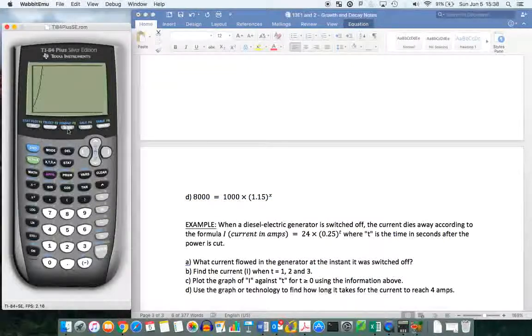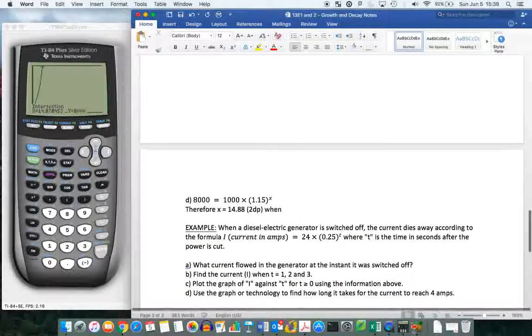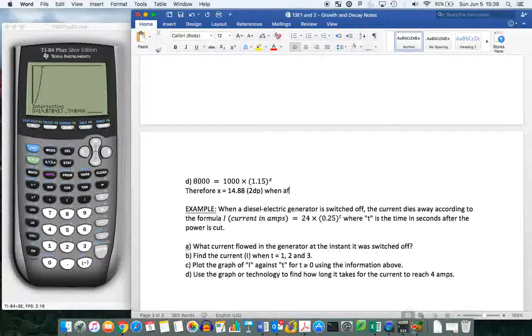So the intersection is definitely on the screen, so I can go second trace, intersect, first curve, second curve, guess. Right, bam. So that's told me therefore x equals 14.88 to 2 dp when affected area is 8,000.